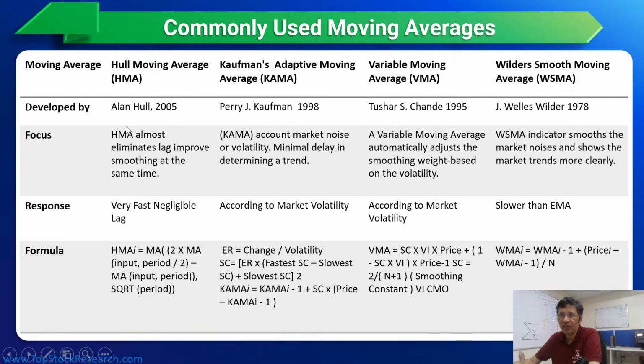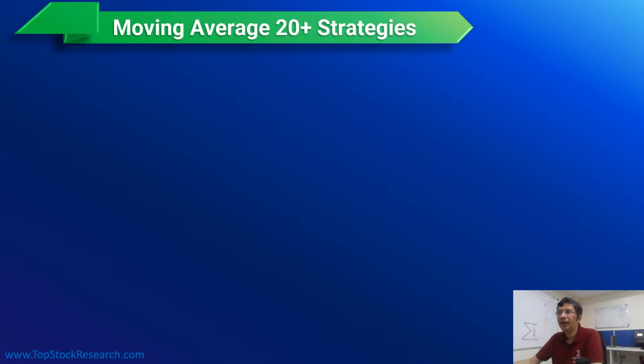If you are looking for a very fast response time, then look at the Hull moving average. Internally it uses WMA. KAMA uses volatility, and so does the variable moving average, and then there are other moving averages, each with its own formula. So depending on what you are looking for, and depending on the period, you can choose one of the moving averages: negligible lag, or incorporating market volatility, and a few others. We'll have an example or two for each of the common moving averages. Now what we are covering is some of the key strategies using moving averages.